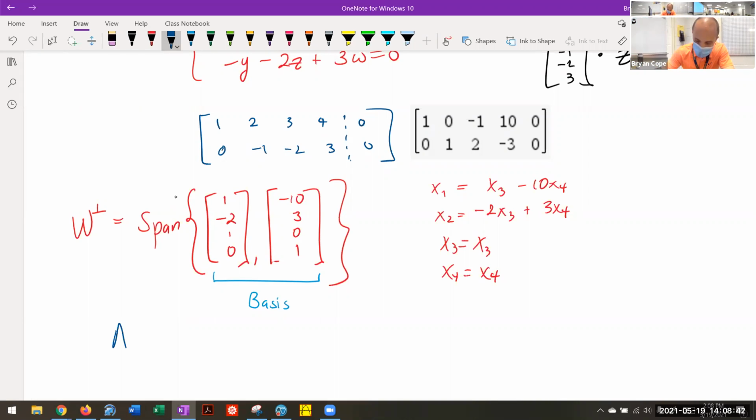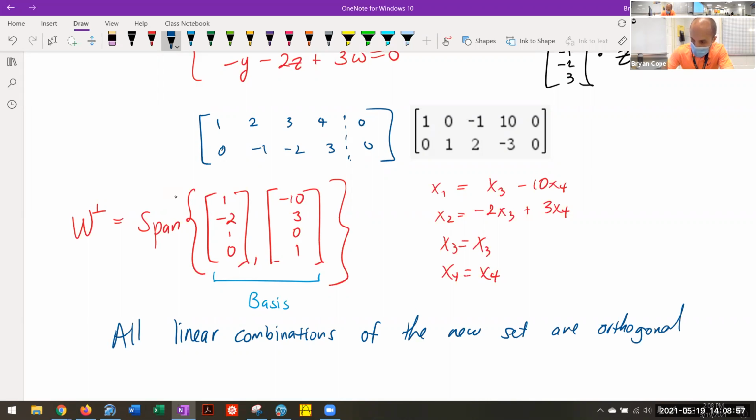Well said. Let's write that. All linear combinations of the new set are orthogonal to all linear combinations of the original set. Makes sense. Good.